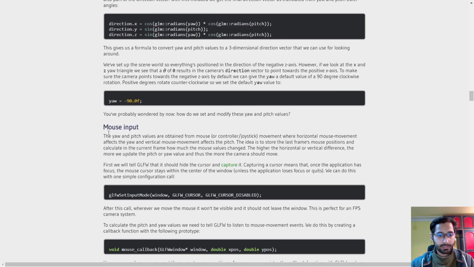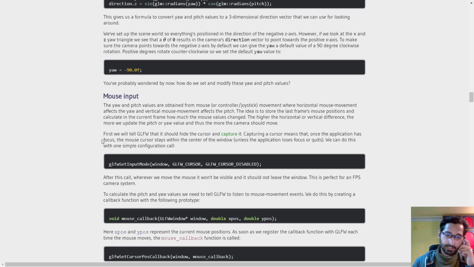Now we're gonna need to take the mouse input. The yaw and the pitch values are obtained from mouse or controller joystick movement where horizontal mouse movement affects the yaw and the vertical mouse movement affects the pitch. The idea is to store the last frame's mouse positions and calculate in the current frame how much the mouse value changed. The higher the horizontal or the vertical difference, the more we update the pitch or the yaw values, and thus the more the camera should move.